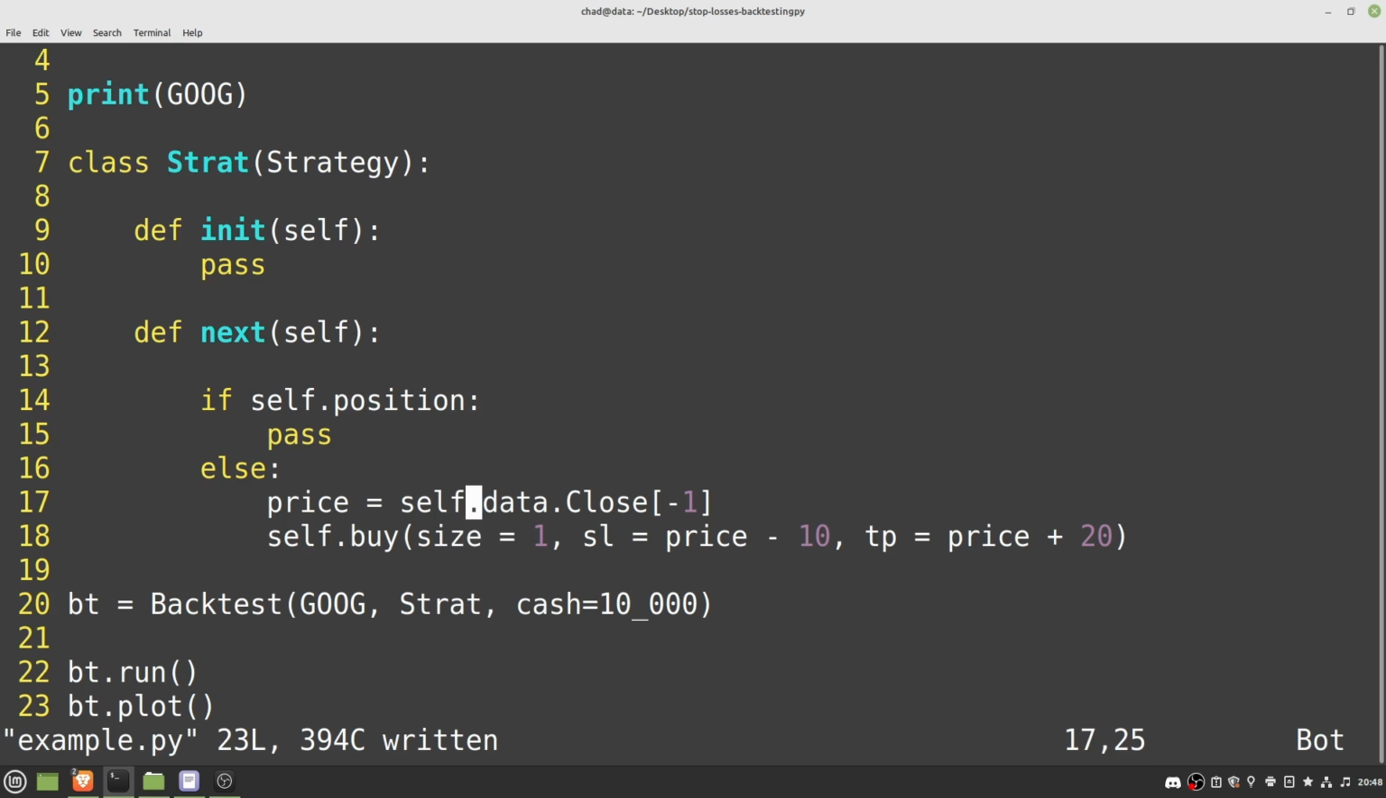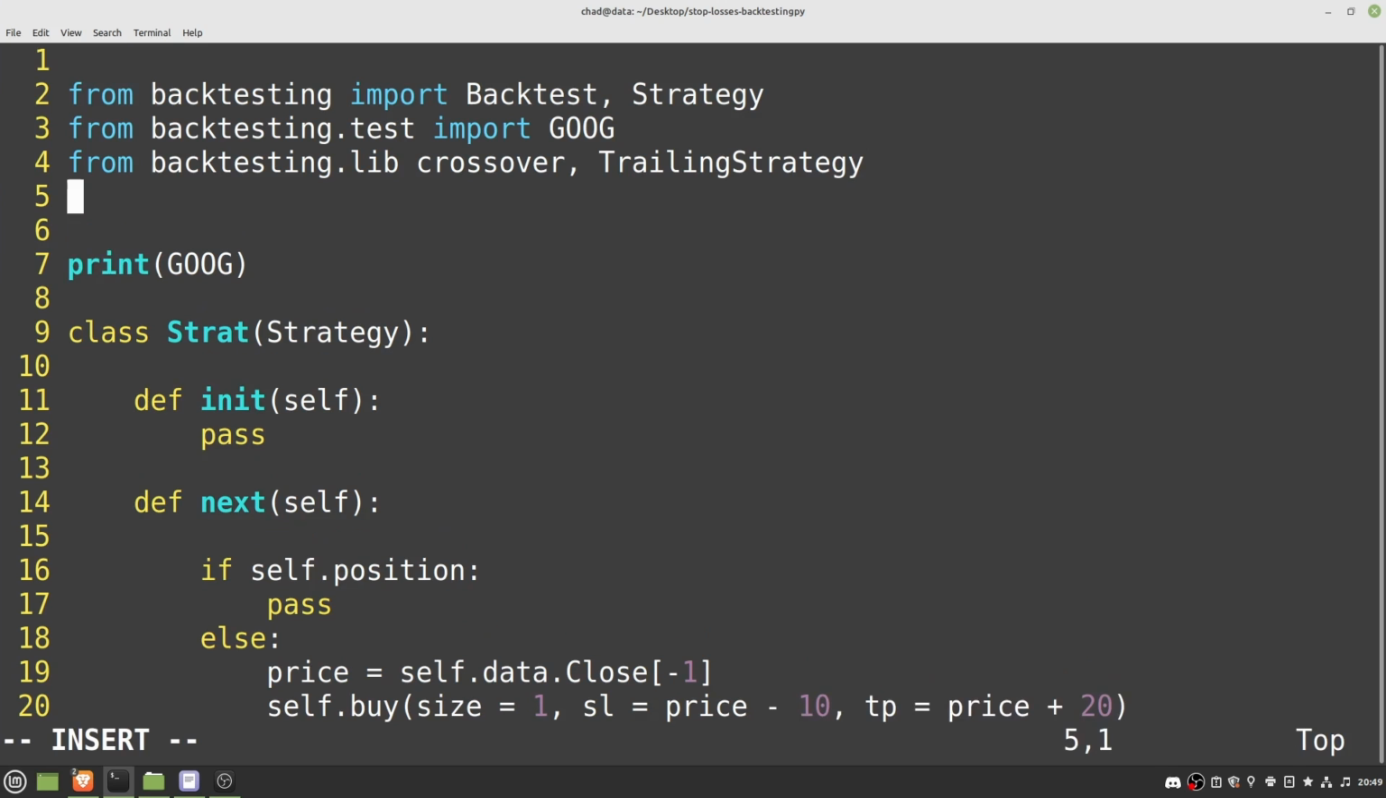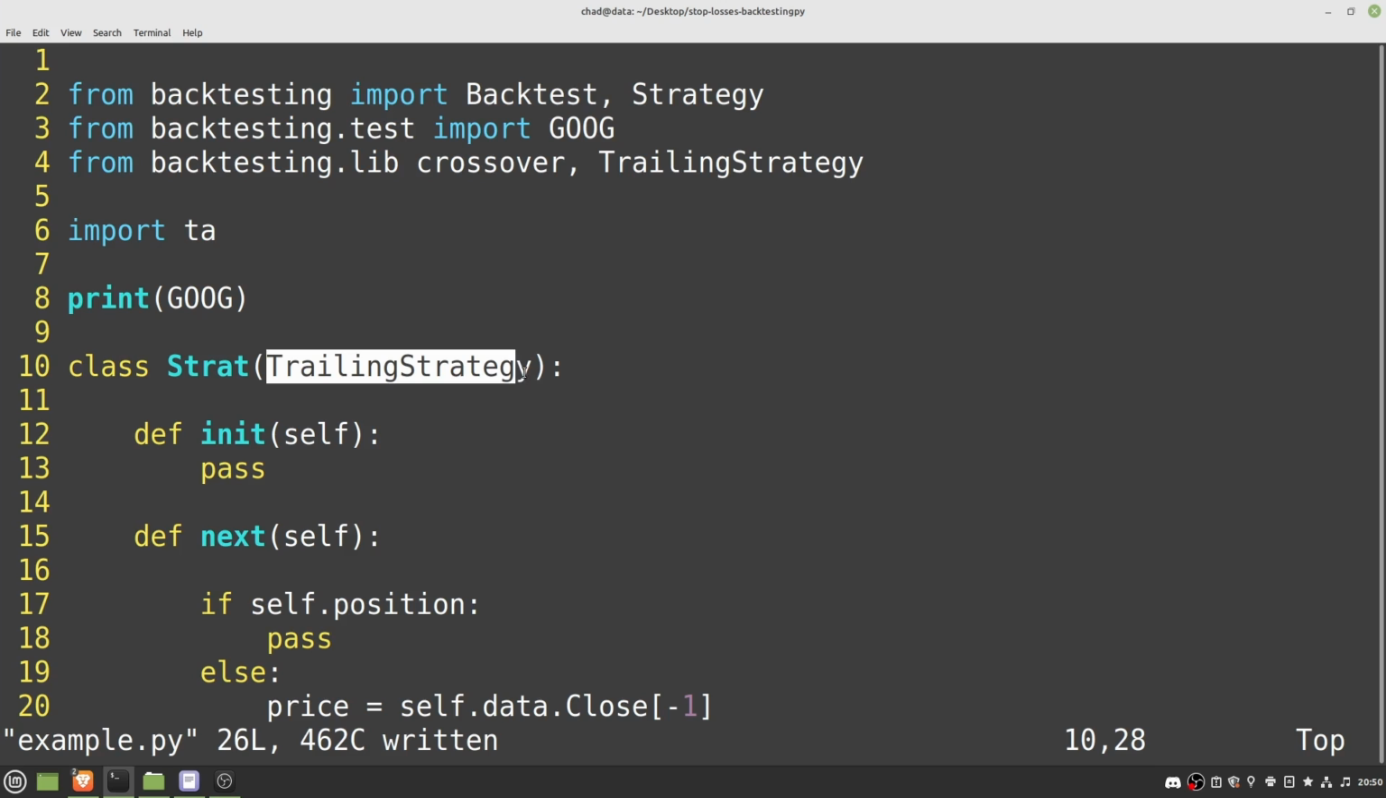So what we can do here is go up to the top of the file and we'll import some stuff from backtesting.lib. So we'll import the crossover and we'll also import a trailing strategy. So as you might expect, the trailing strategy allows us to do things like trailing stop losses. I'm also going to import the TA library here. We might as well spice up this strategy a little bit, make it a bit more interesting. And so instead of inheriting from strategy here, I'm going to inherit from trailing strategy. Now, we'll dig into exactly how this trailing strategy is built in the next section, and how you can make your own variants of it that do slightly different things. In this section, I'm just going to focus on how we use this trailing strategy so you can get a bit of an idea of how it works.